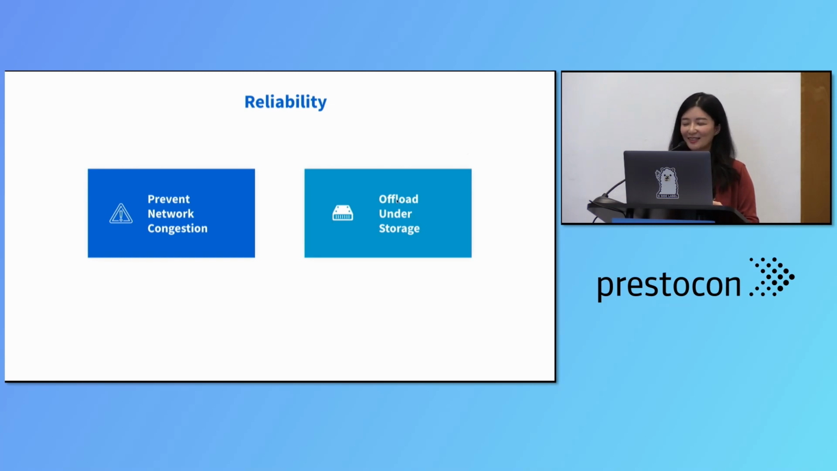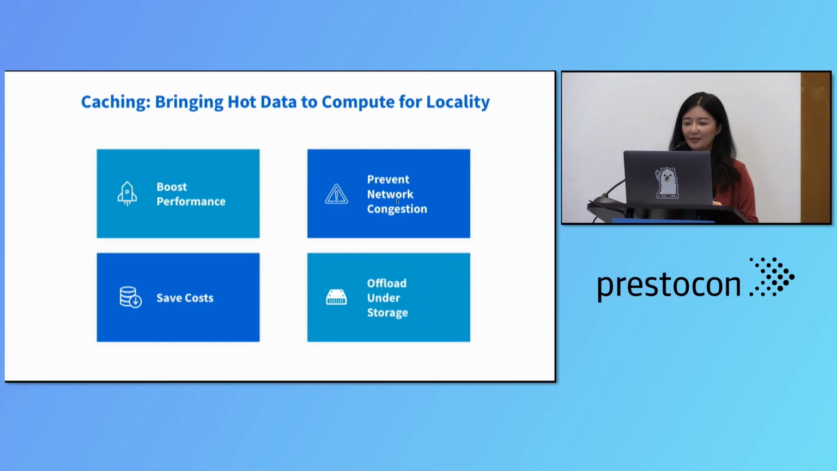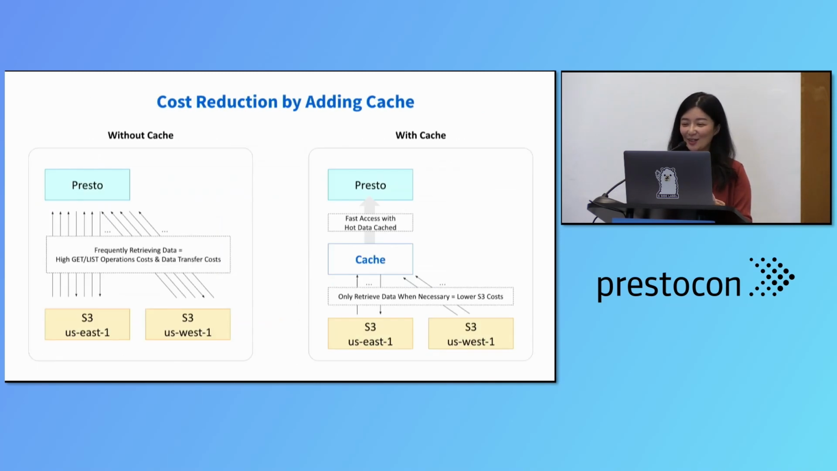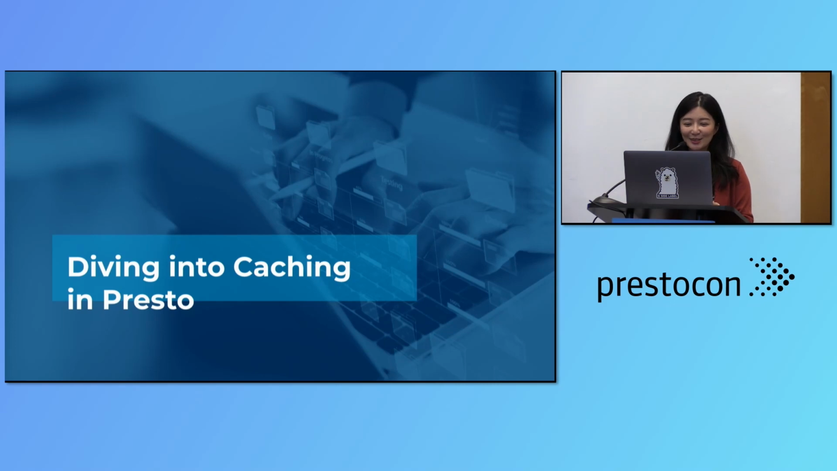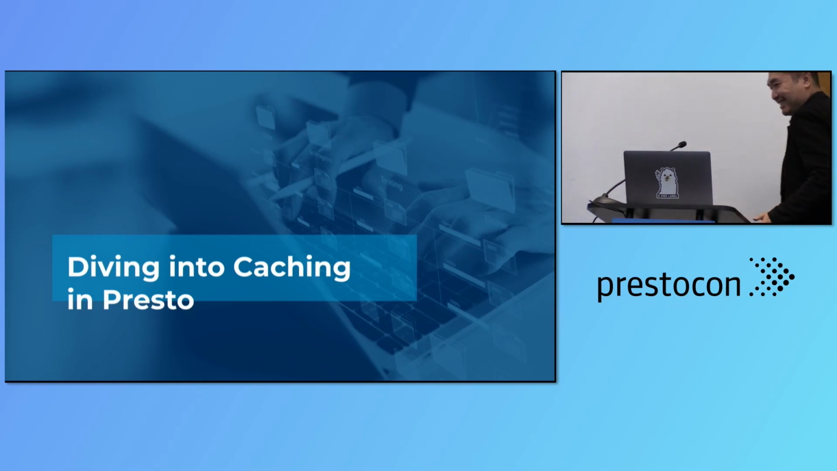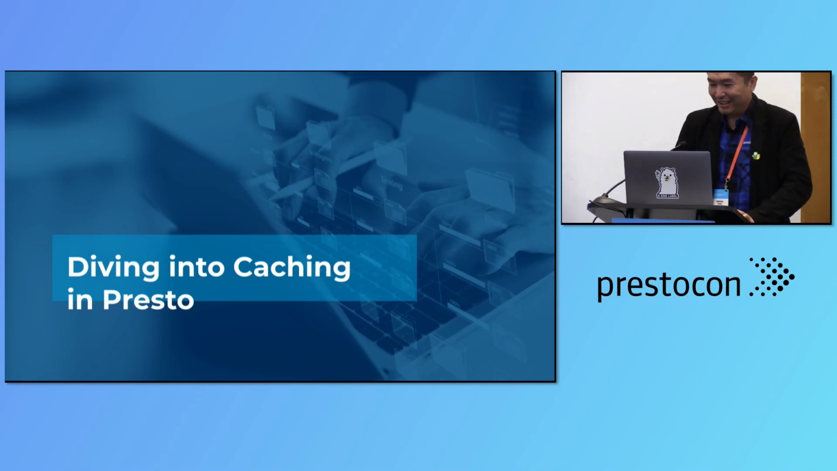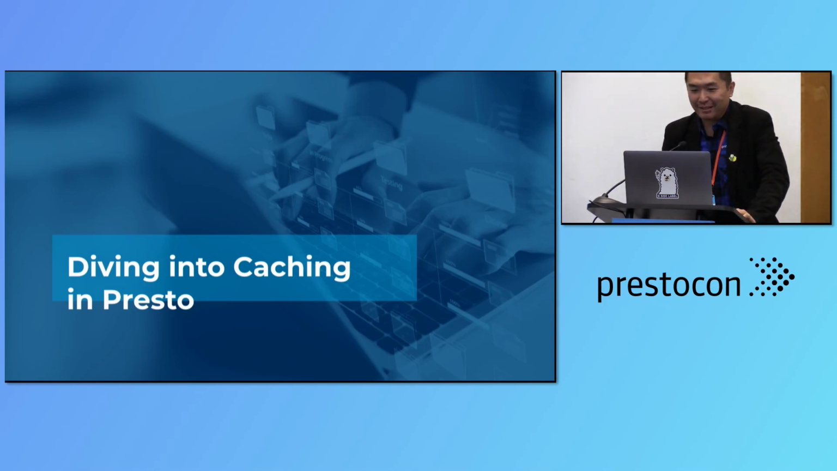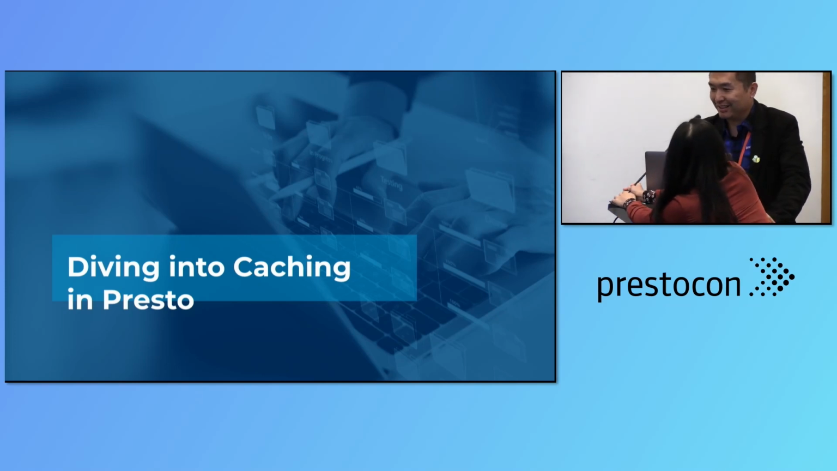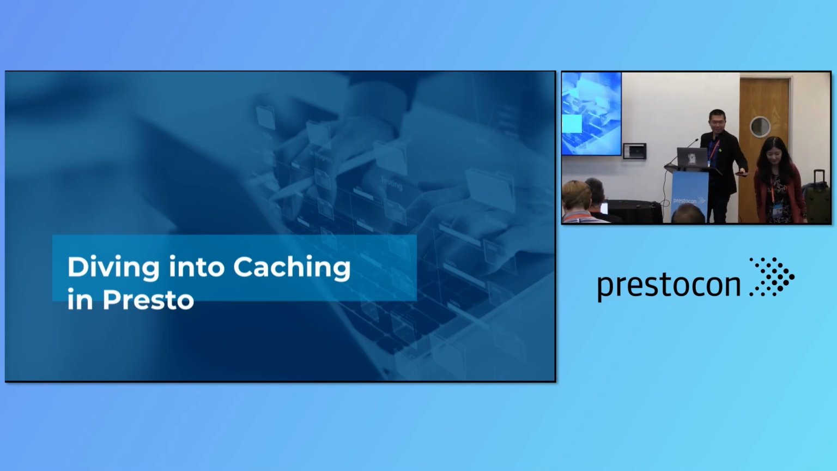So in one word, caching can provide value and can bring hot data to compute for locality. Next, I want to hand it over to Beinan to talk about more technical stuff, diving into many types of caching in Presto, and also what Alluxio is working on, something new for users that you might be interested in. Thank you, Hope. I will continue this presentation. I will share more technical details about the caching.